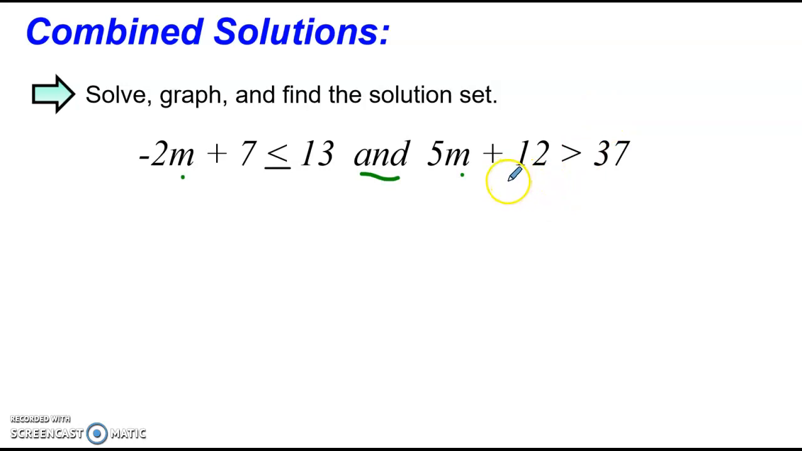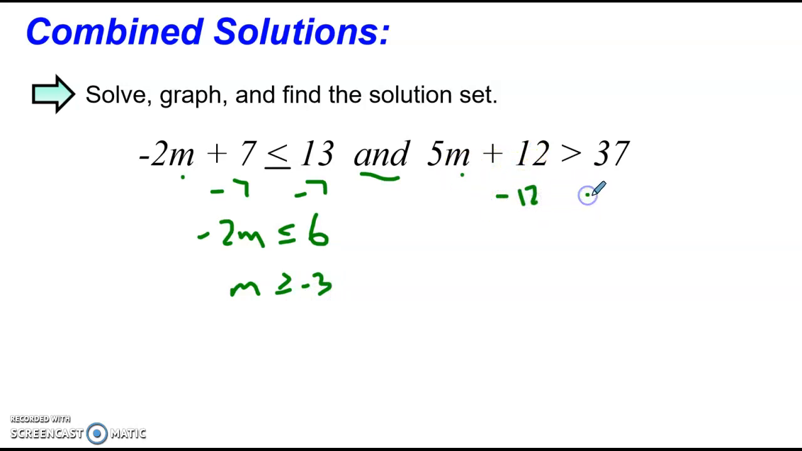Okay, so the first thing we do is we just solve it. Now this is the easy part, right? Because this is just like solving a two-step equation. So I would subtract 7 here. I'd get negative 2m is less than or equal to 6. And then I divide both sides by negative 2, and I get m is greater than or equal to negative 3. Now over here, I subtract 12. And that's going to give us 5m is greater than 25. So this one just simply solves to m is greater than 5.